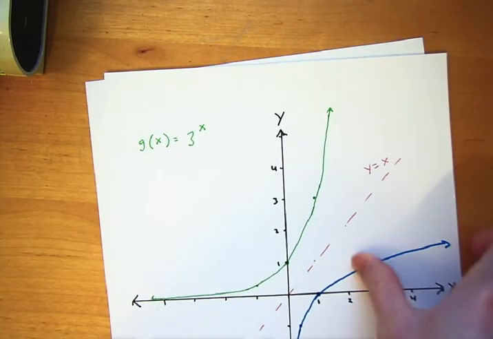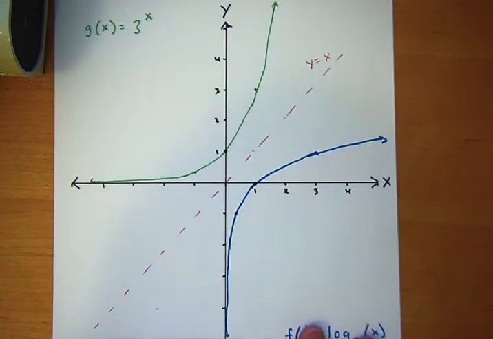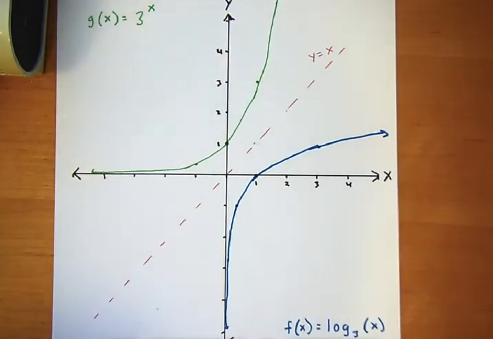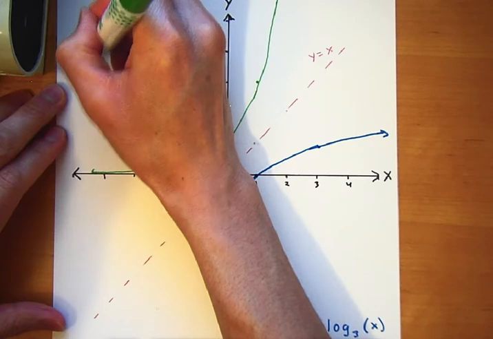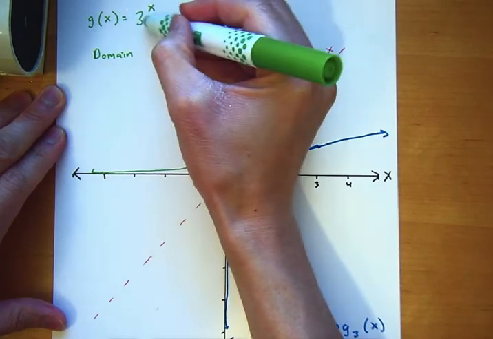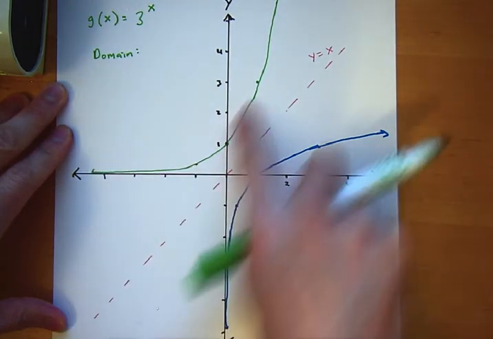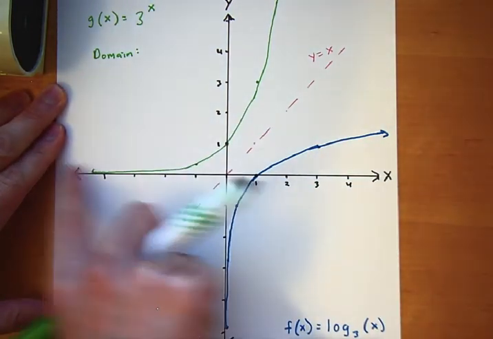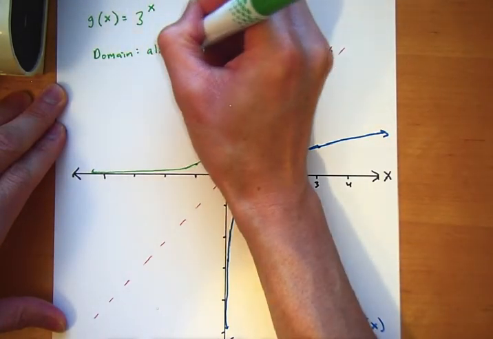And if we're looking at the domain and range of this, reminder, the word domain is what numbers can x be. The word range is what numbers can y be. So the domain of G of x equal 3 to the x power. What numbers can x be? Well, x can be any number. X can be negative anything or positive anything. So this is all real numbers.